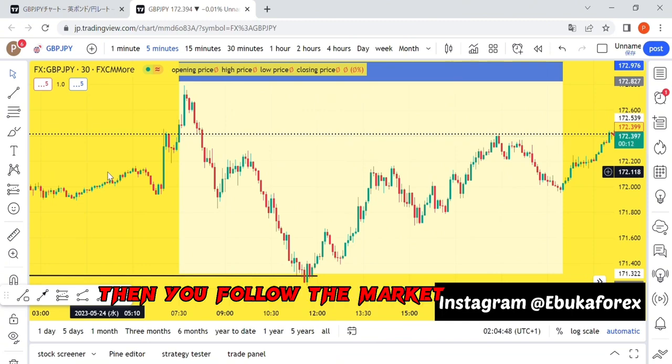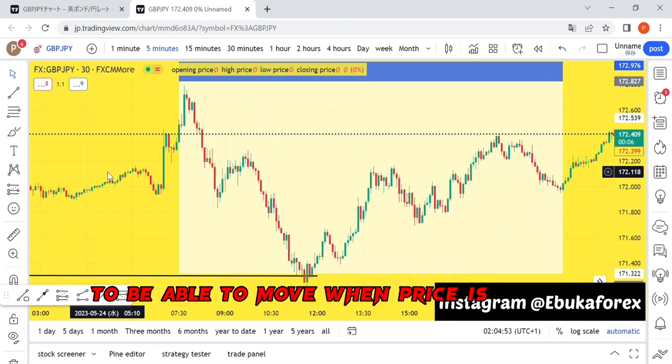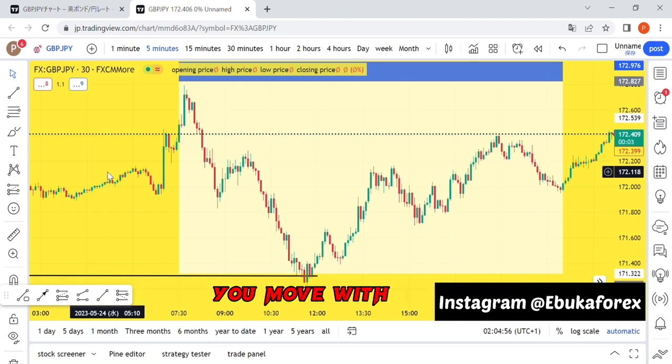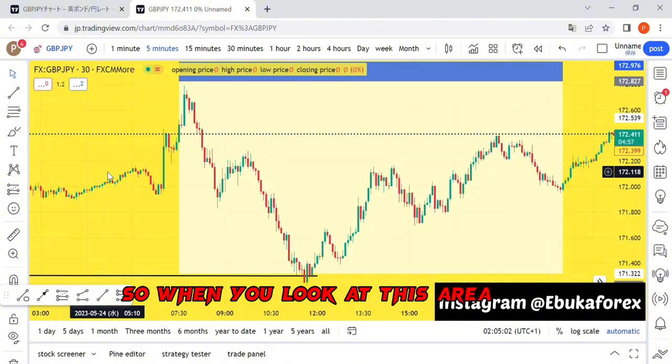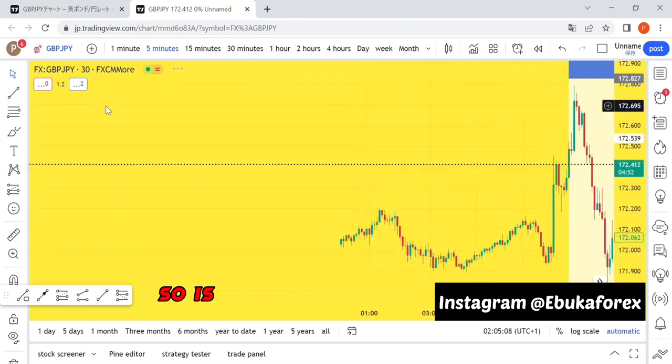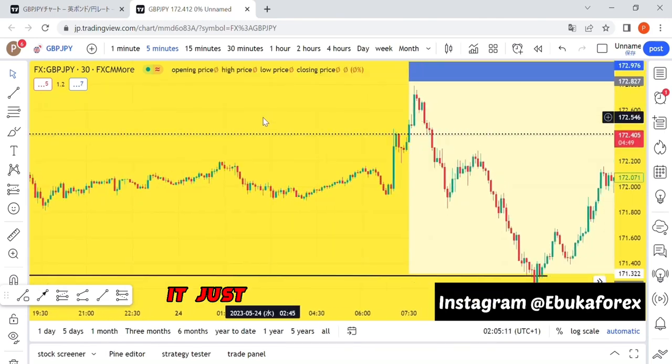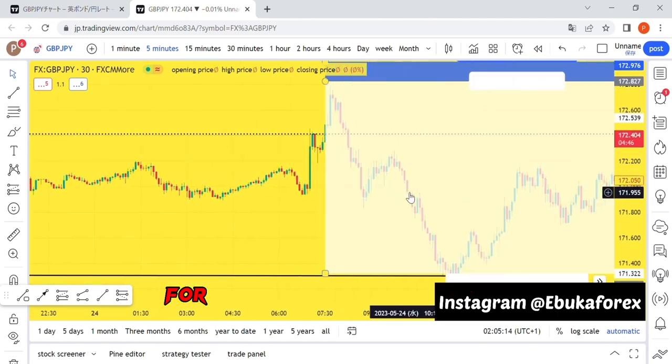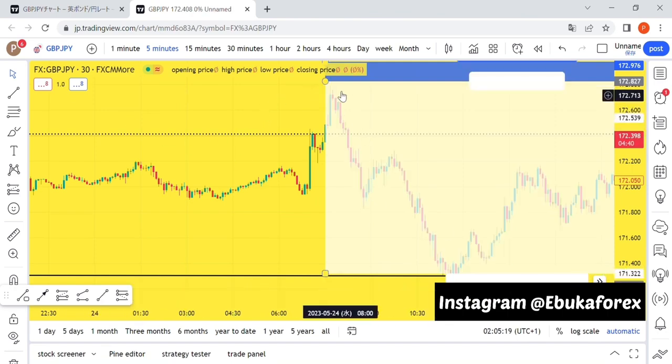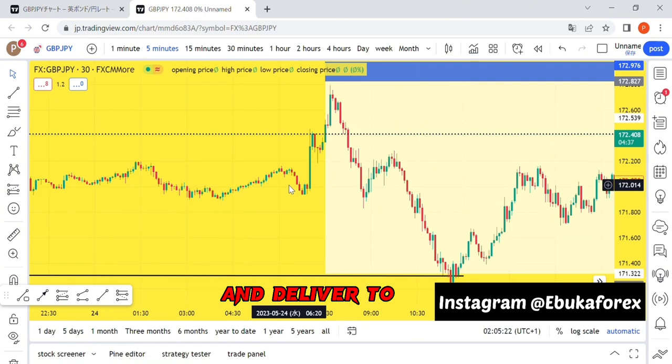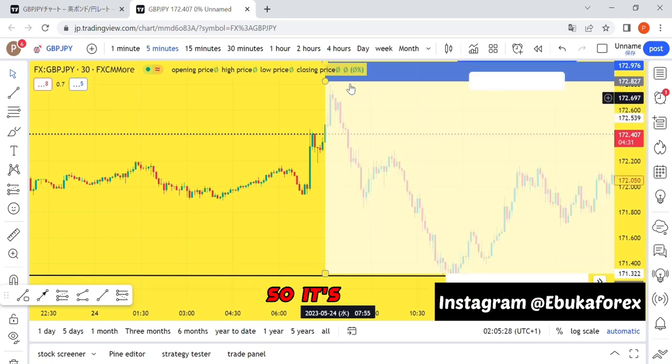Then you follow the market structure. That's the best way for you to move when price is moving. You don't just force price to move; you move with price. That is price action for you. Are you getting it? When you look at this area now, you can see this area of liquidity, so it's a high probability trade. It's just left for you to wait for price to deliver for you. Over here, you can see price came back and delivered to our key level before it rallied up. So it's very, very simple.